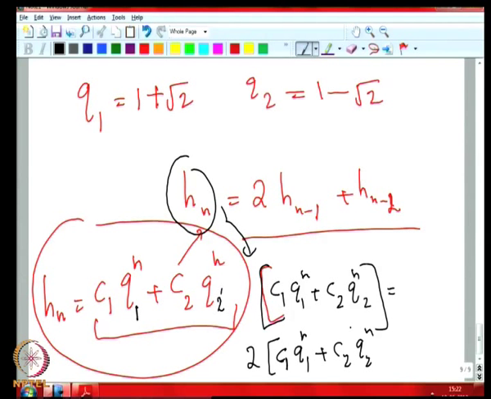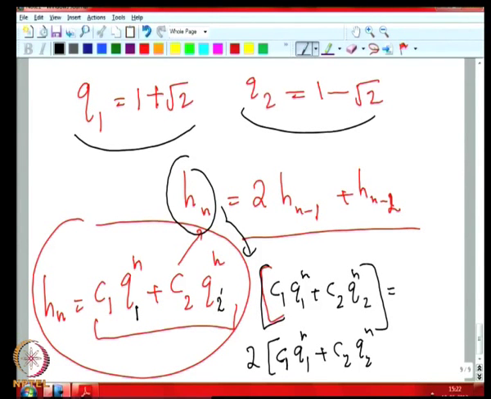See, what I am trying to do here is I have two possible solutions, Q1 raised to n and Q2 raised to n. Now I am saying that if I take two constants C1 and C2 and cook up a new solution, Hn equal to C1 into Q1 raised to n plus C2 into Q2 raised to n, this would also be a valid solution for our recurrence relation.